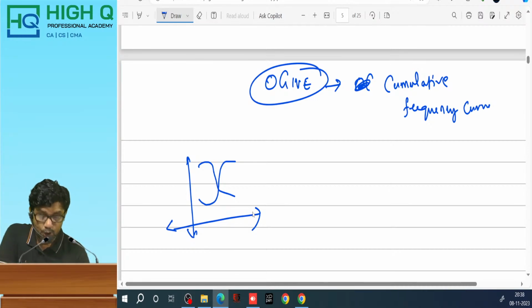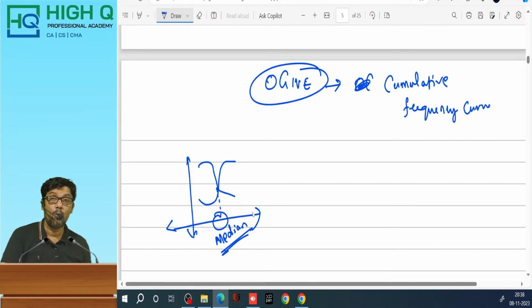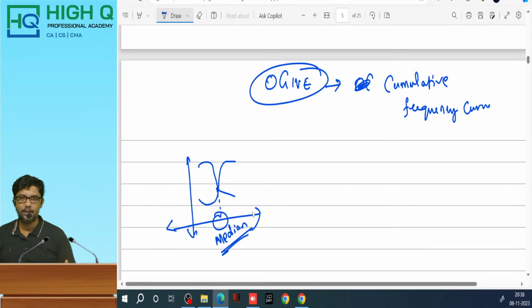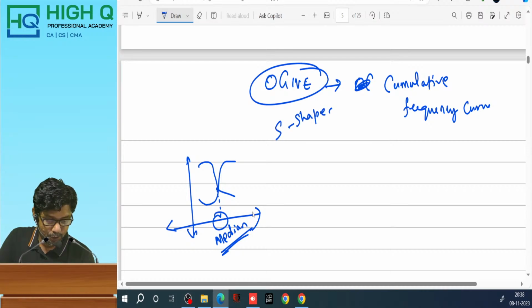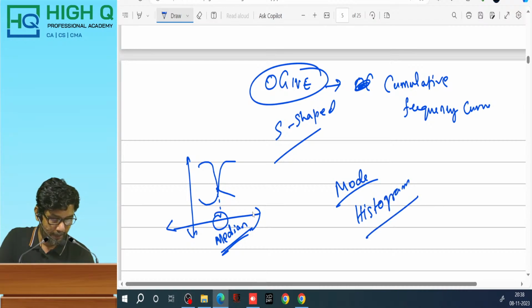Now look at this, my dear. The cumulative frequency curve: the point of intersection, drop this, and this is our median. So ogive will help us find the median. The graphical representation to find the median is the ogive. Very important question, my dear. The cumulative frequency curve is S-shaped. Same way, for median it is ogive. For mode, it is histogram. By using histogram, we can find out mode. The histogram is also called an area diagram. So these are important MCQs, my dear.